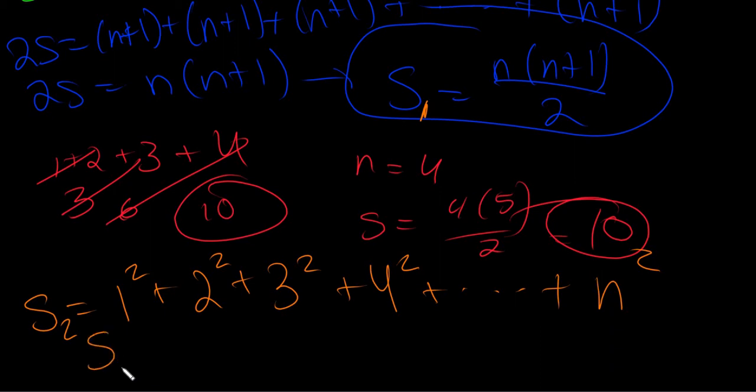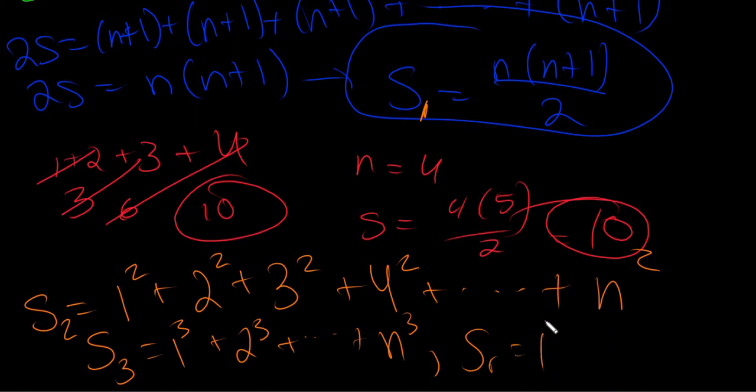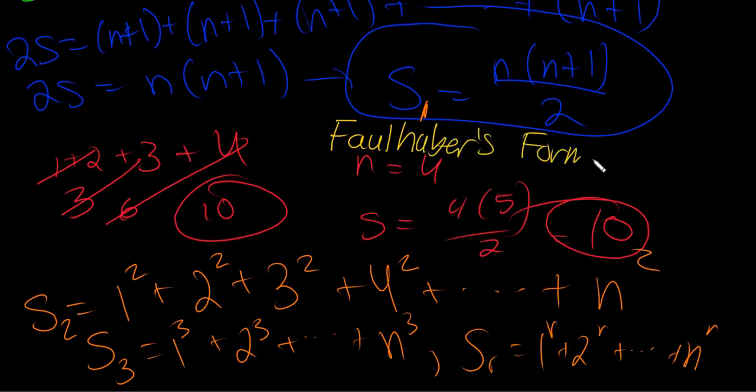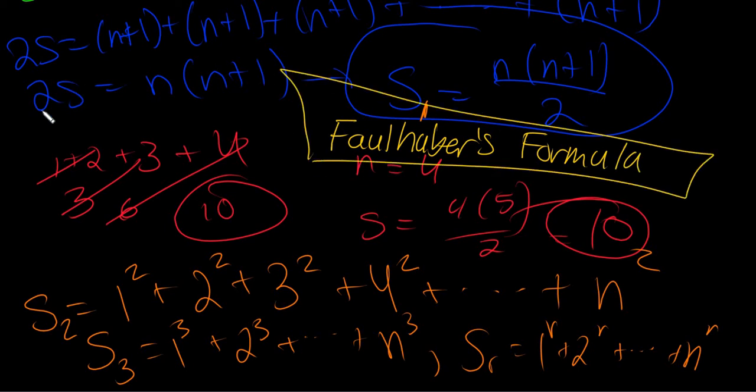What if I had S3, which is 1 cubed plus 2 cubed plus up to n cubed? What if I had S_r, which is 1 to the r plus 2 to the r plus up to n to the r? Do you think there's nice expressions for all of these? Well, it turns out there is, and if you were to generalize it, you're eventually going to end up at something called Faulhaber's formula. And I will eventually talk about that, but I'm out of time for now.